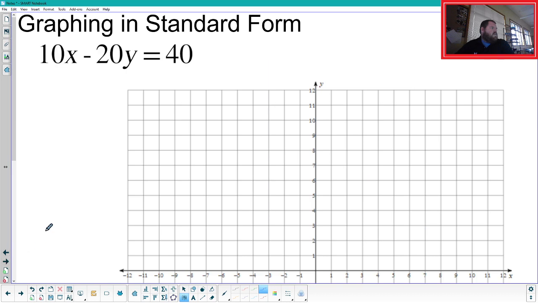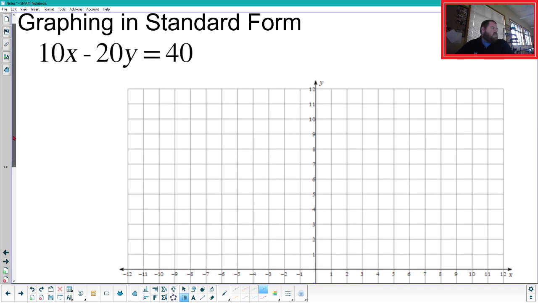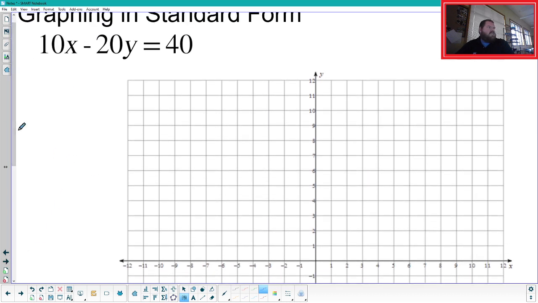All right, let's look at another one. So I've skipped ahead a little bit. That last one was just one that we've already done before, or that we just did. Looking at this one, I have 10x minus 20y equals 40. And we mentioned that we really like to use the cover-up method. This one is no exception. I really would like to use the cover-up method.